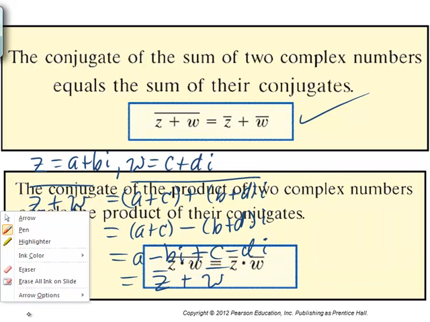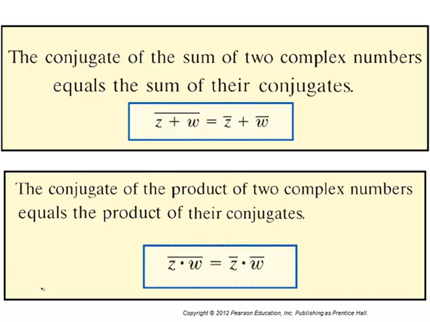Let me clear the ink off the screen so we can see what's going on here. The same holds true if you take the product of two complex numbers and then take the conjugate of that product. That would be the same as taking the conjugate of each of those numbers and then multiplying. So it doesn't matter in what order you conjugate and multiply. You can multiply first and then conjugate, or conjugate first and then multiply. You get the same result.